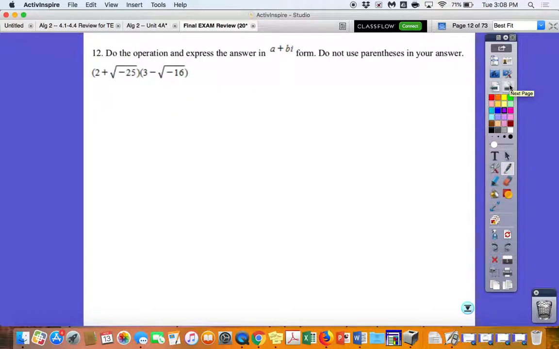Okay, so do the operation, express the answer in standard form. Do not use parentheses in your answer. Okay, well, when you look at it, first of all, there's no i's. You need to fix that. But when you look in between, that's squished. So you're supposed to multiply here. So this is where you're going to distribute.